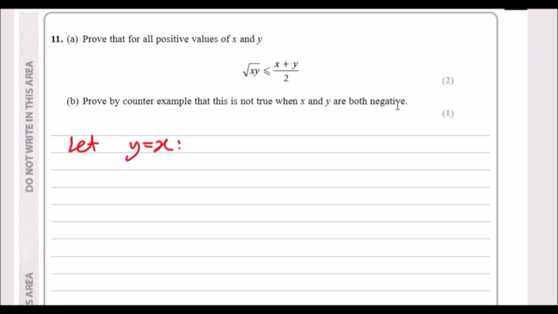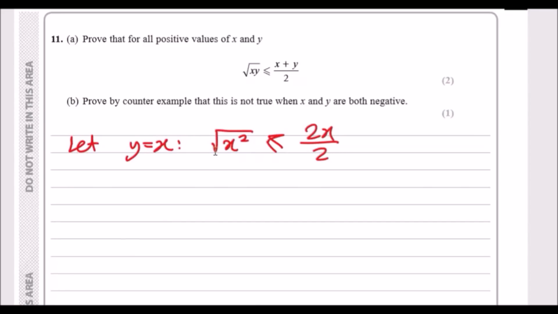So let's do this. Let y equal x. This means that the left hand side is now going to be x times x. So this would be the square root of x squared, which is less than or equal now to x plus x over 2, which is 2x over 2. Okay, not so bad now, is it? Not so bad. Now, here comes the other bit.